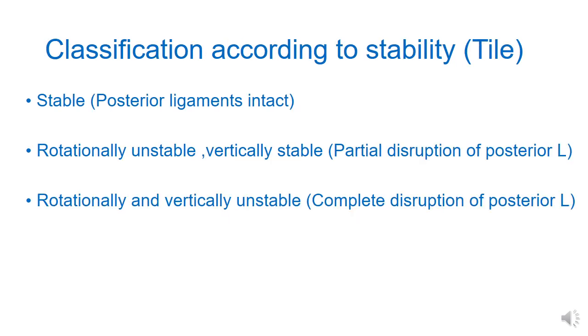To assess the stability, we classify the pelvis according to what's called the Tile classification. If the posterior ligaments are completely intact, no posterior fracture, it's called stable. If the posterior ligaments are partially disrupted, it's called partially unstable. Why? Because it is rotationally unstable, like open book and lateral compression injuries, but it is vertically stable. And the third type is rotationally and vertically unstable with complete disruption of the posterior ligaments.